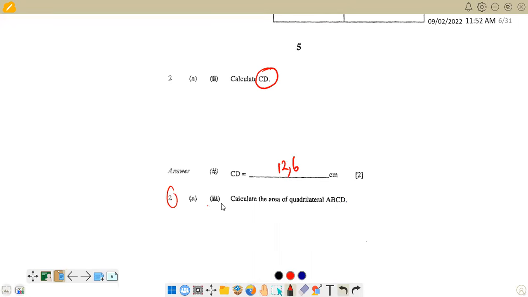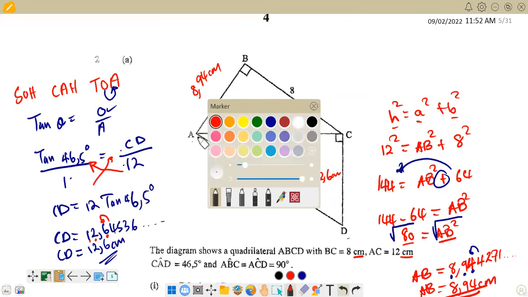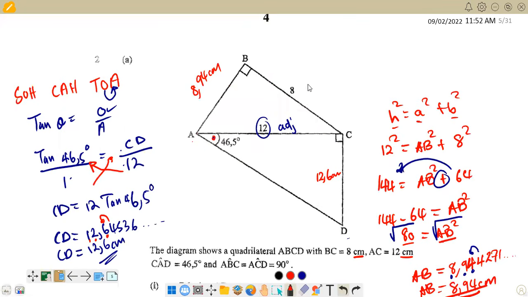Now 2A, item 3 is to calculate the area of the quadrilateral ABCD. So we need the area of the whole quadrilateral ABCD. Let's get big. This is our quadrilateral here. So we need the area of this quadrilateral, that is A to B to C to D.